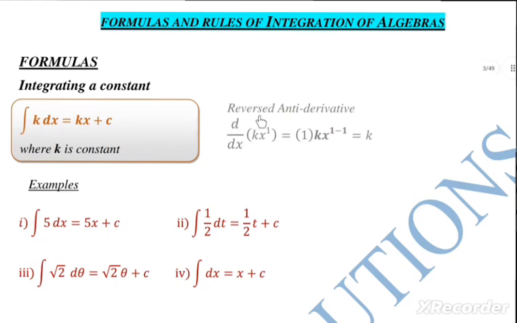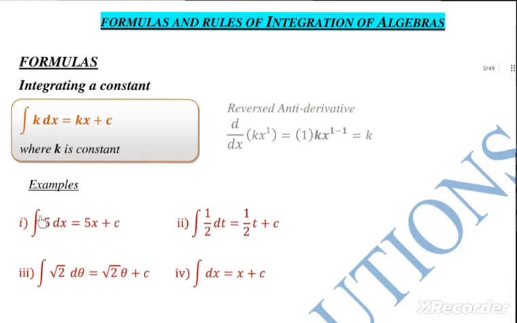So that's why we write here reversed antiderivative, which means if I differentiate kx, the result will be k. What about this c? We are saying differentiating a constant will result in plus 0. That's why we are saying integrating k will result in kx.